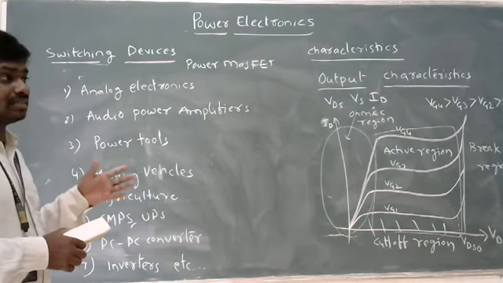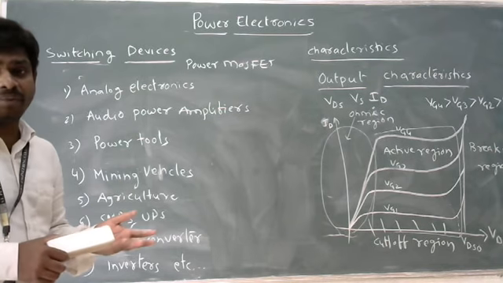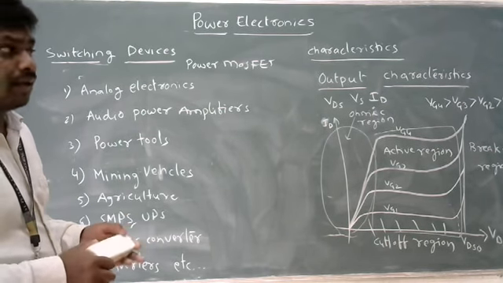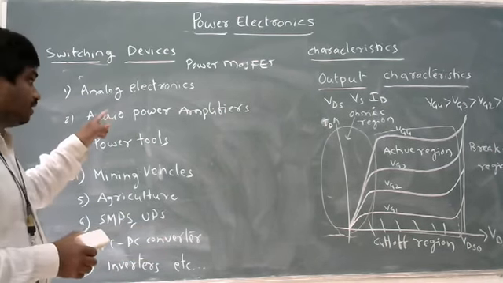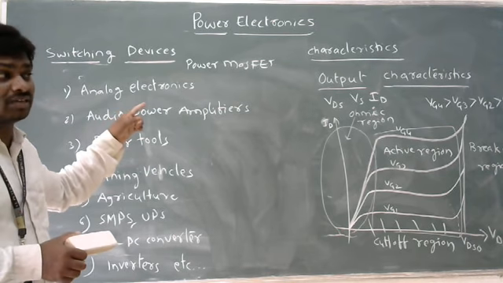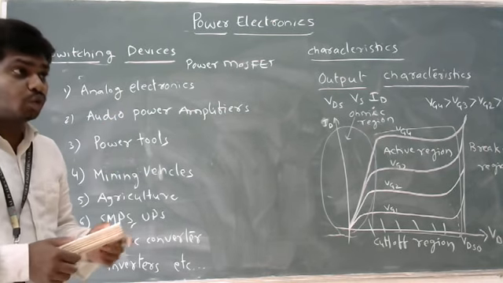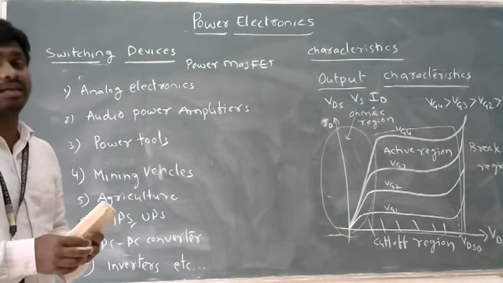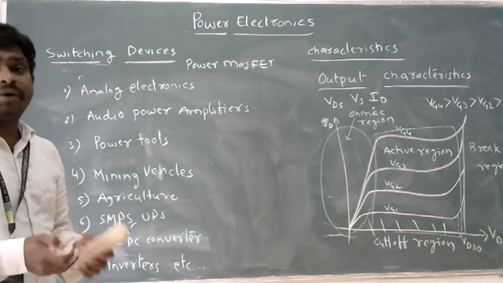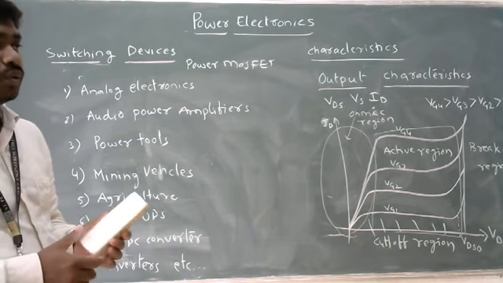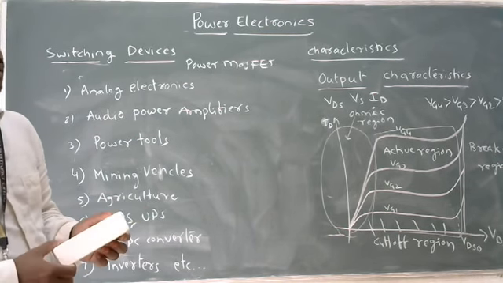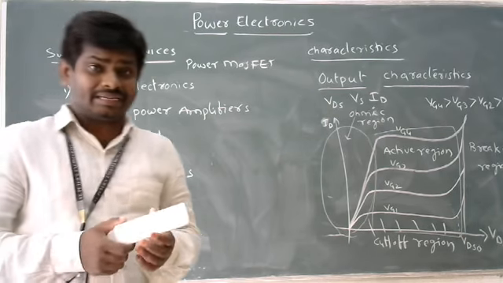So far we discussed the power diode, SCR, power BJT, and power MOSFET. This is the fourth switching device that we use in power electronics. Two more devices are mainly used in power electronics, those are the power IGBT and GTO. So we are going to discuss those two types of devices in the next videos.